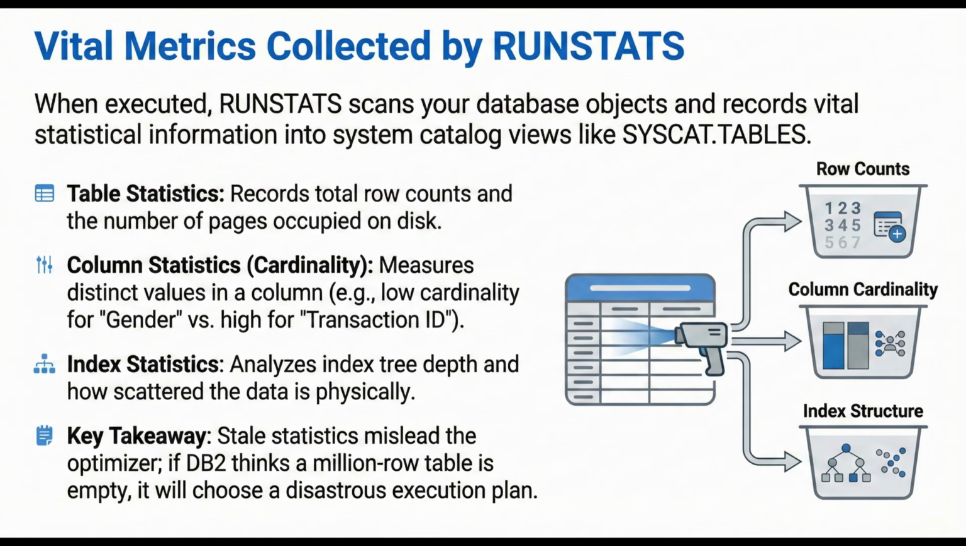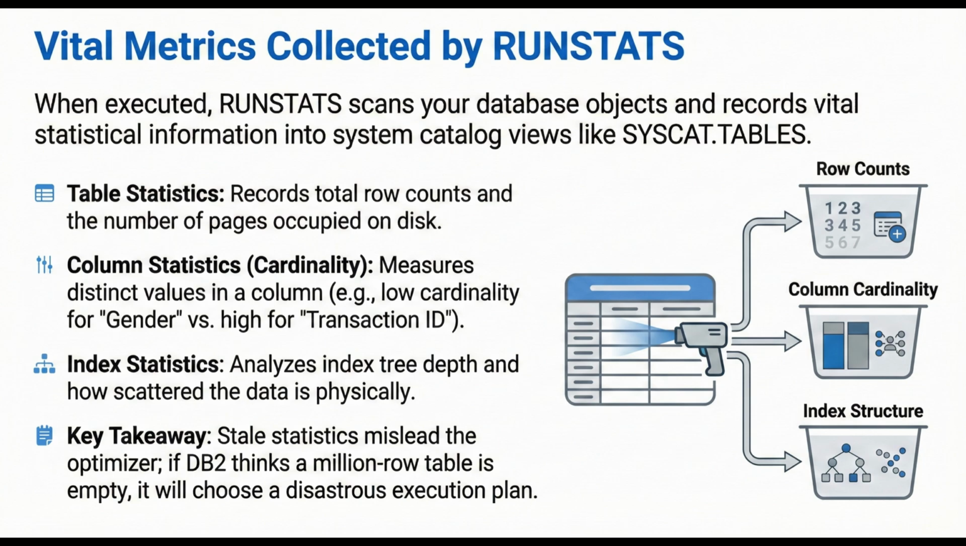Table statistics. How many rows are in the table? How many pages does it occupy on the disk? Column statistics. How many distinct values are in a column? For example, a gender column might only have 2 or 3 values, while a transaction ID column has millions of unique values. This is called cardinality. Index statistics. How deep is the index tree? How scattered is the data? It stores all this information in key catalog views, like SYSCAT.TABLES, SYSCAT.INDEXES, and SYSCAT.COLUMNS.